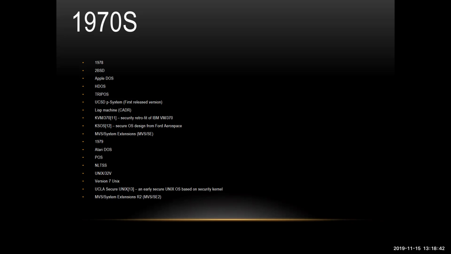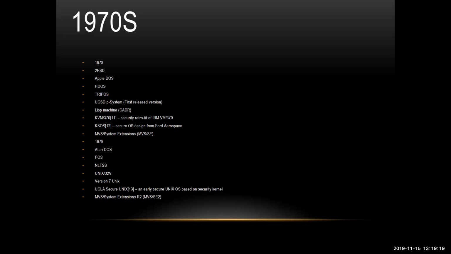So operating system extensions loaded into the memory were required in order for an entire computer to manage files stored on a disk drive. So we also had POS, and then NLTSS, the Network Livermore Time Sharing System, also sometimes known as the New Livermore Time Sharing System. It was an operating system that was actively developed at Lawrence Livermore Laboratory from 1979 until about 1988.